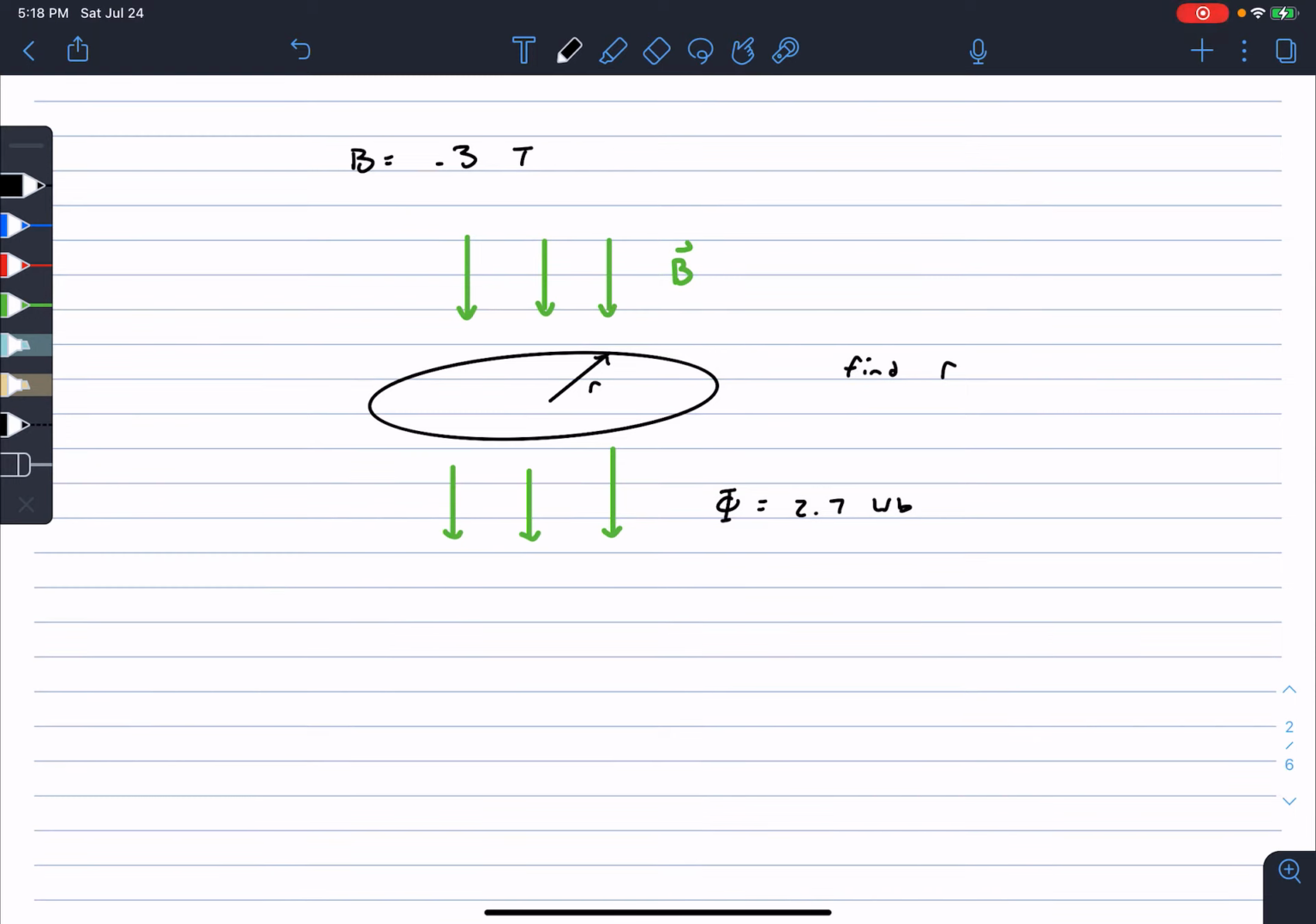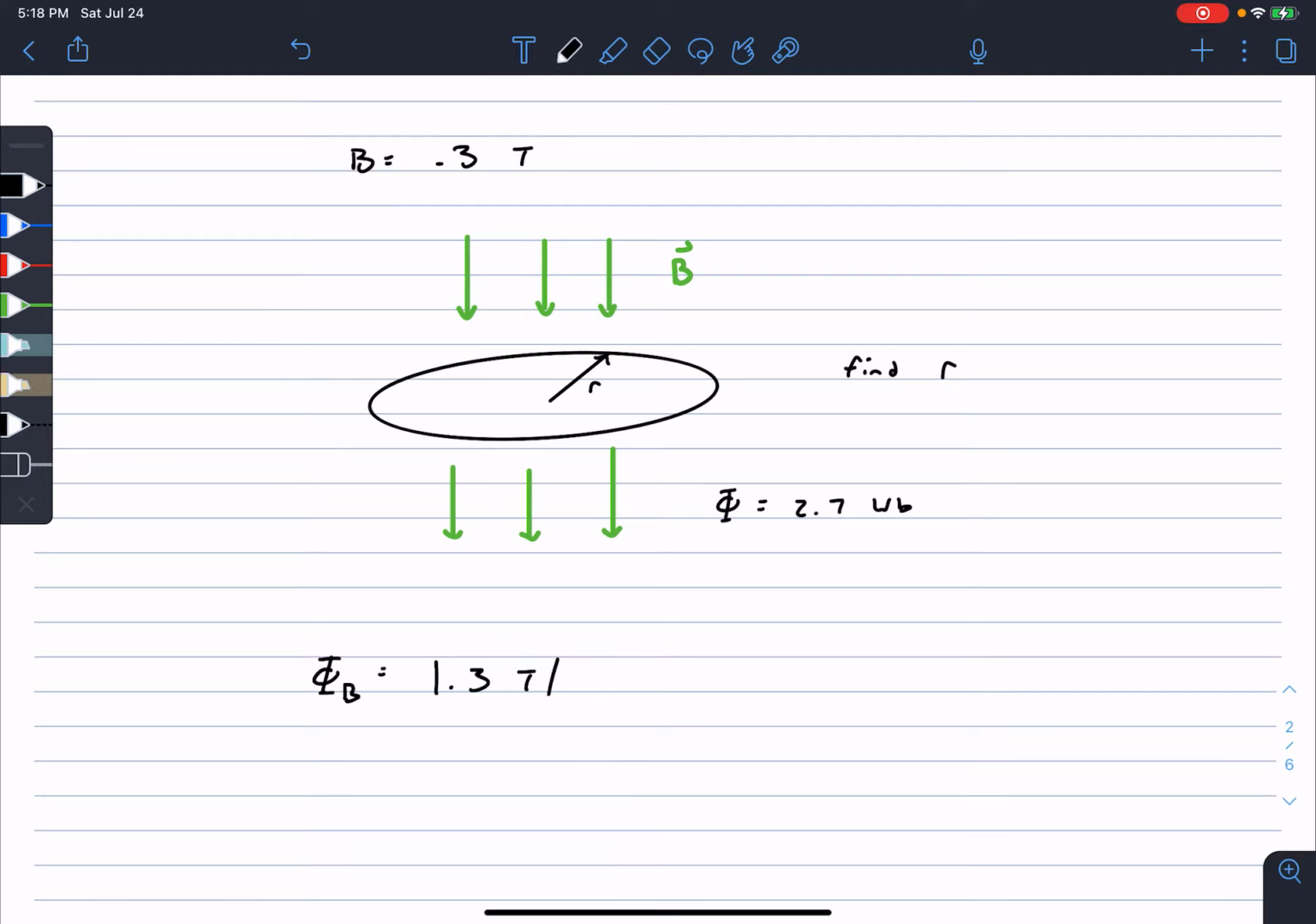Next problem, we're given another coil. We're given a magnetic field with a flux going through the coil, so this will have a net flux. We're told that the net flux is 2.7 Weber. We're told that the field strength is 0.3 Tesla, and we're asked to find R. Okay, so pretty much this is just plugging into the formula. We know that the field strength is 0.3 Tesla.